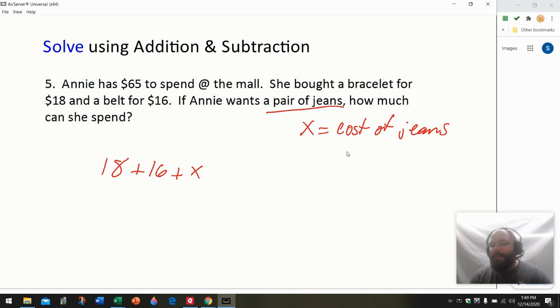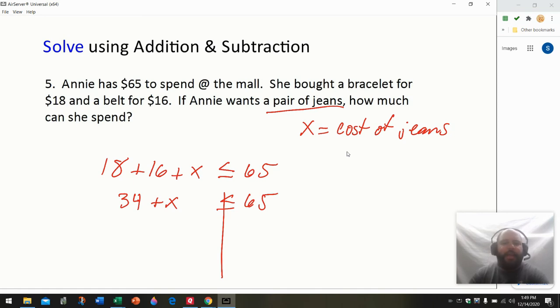So the 18 plus the 16 plus the X needs to be less than or equal to 65. Just because she has 65 doesn't mean she has to spend all of the money. That is the absolute ceiling that she can spend. From there, to solve this, we're going to add 18 and 16 first. So we get 34 plus X is less than or equal to 65. I just combined the 18 and the 16 into one number.